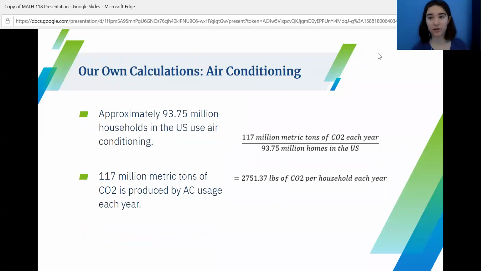The next category was air conditioning. This fell under home use. So using figures from the EPA, we figured out that approximately 93.7 million households in the US use air conditioning. And there was a figure floating around, that 117 million metric tons of CO2 figure, for how much CO2 is produced by AC usage in this country each year. So that was a case of simple division, and we got the figure you see there below. Upwards of 2,000 pounds of CO2 is contributed per household each year for AC usage.